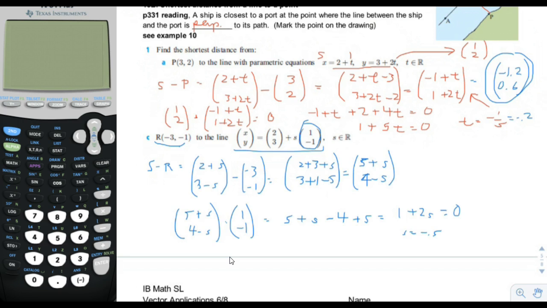When s equals negative 0.5, we can substitute back in and get 5 minus 0.5 and 4 minus a negative 0.5. That gives me 4.5 and 4.5. So the vector for the shortest path is (4.5, 4.5). And that's it for this page.